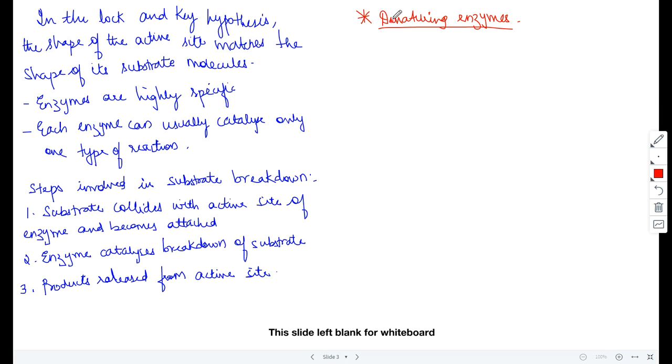Next, we'll see what denaturing of enzymes is. Now, enzymes work under a specific temperature. Okay? Sorry, the screen is frozen again. Just refresh it.